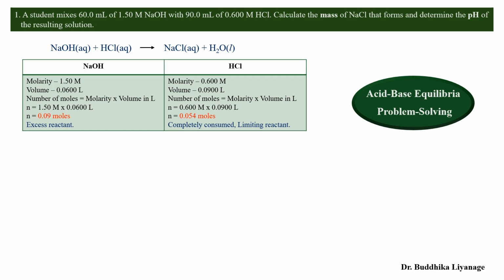Now, just by looking at the balanced chemical equation, sodium hydroxide reacts with HCl in a 1:1 molar ratio. 1 mole of NaOH reacts with 1 mole of HCl. Then, of the number of moles, 0.054 is the smallest number. That should be the limiting reactant, the completely consumed reactant, the reactant consumed first. With that amount, NaOH required is the same amount because the molar ratio is 1:1. 0.09 moles of NaOH is the excess reactant. After 0.054 moles of NaOH have reacted, there is some excess NaOH.